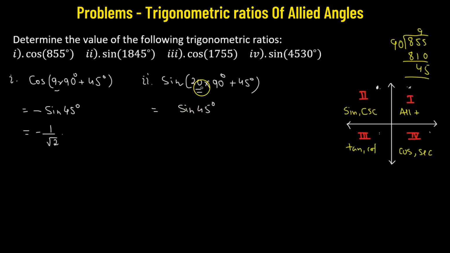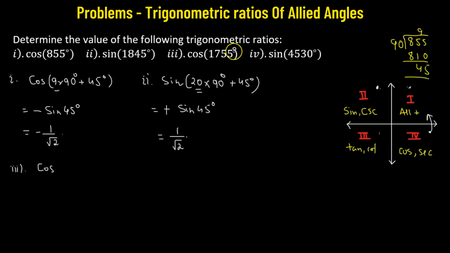Now we have to check in which quadrant it lies. The 20 means we will be in the fourth quadrant, since 20 is a multiple of 4. But then again, we are adding 45 degrees to it, which takes us back to the first quadrant. Luckily, everything is positive in the first quadrant, so our final value is going to be 1 over square root of 2. Let's do the third problem.